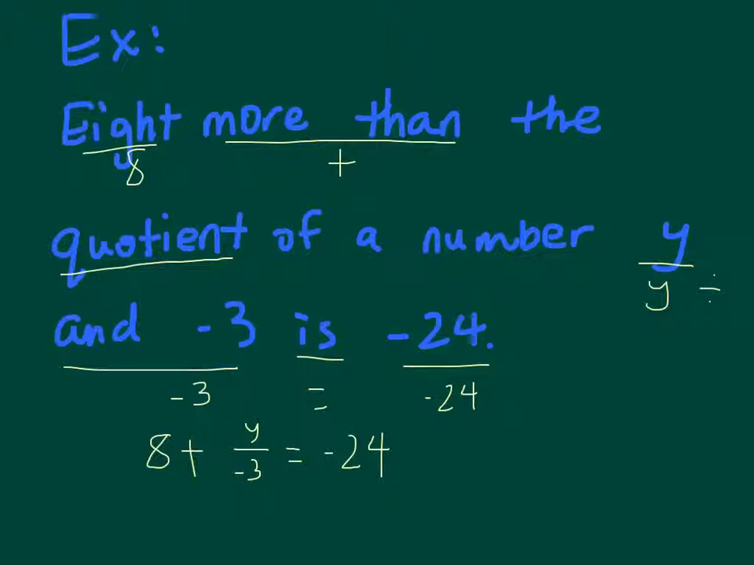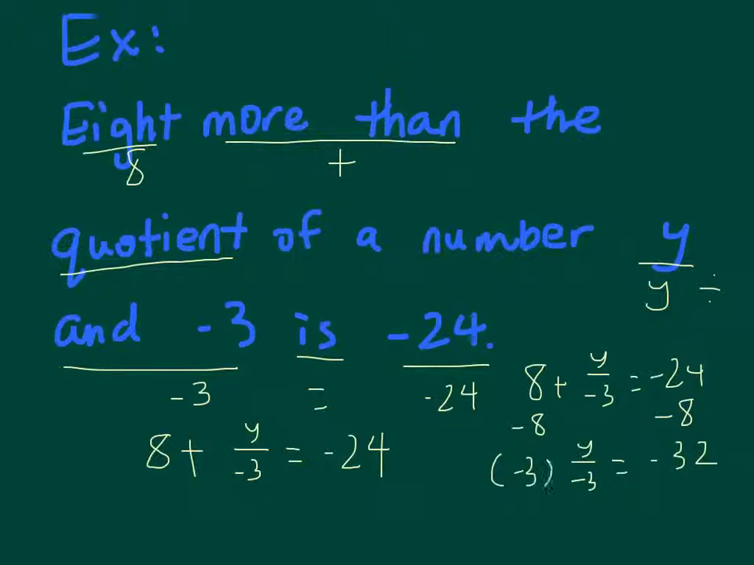So I'm going to subtract 8 on both sides. I'll solve it up here. 8 plus y over -3 equals -24. So subtract 8 on both sides. y over -3 equals -32, times -3, times -3, and y equals positive 96.